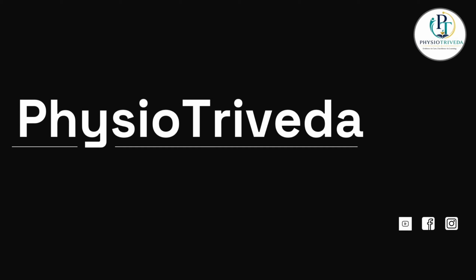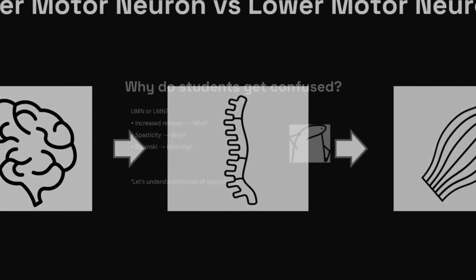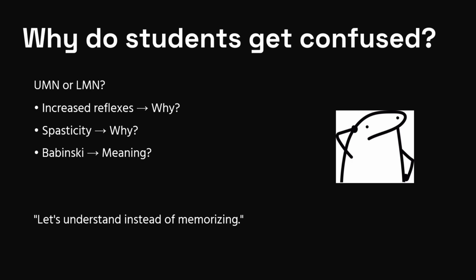Today we are going to learn one of the most important concepts in neurology, upper motor neuron lesions and lower motor neuron lesions. Now let me ask you something. How many times have you studied this topic? Maybe during anatomy, maybe during neurophysiology, or maybe during pathology.